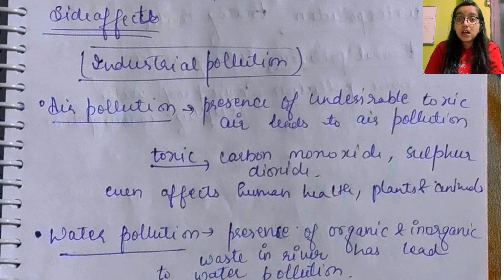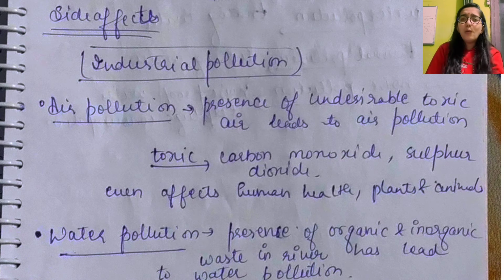Industries generate industrial pollution. Number one is air pollution. When the content of undesirable toxic material increases in the atmosphere, it creates air pollution. That toxic material is carbon monoxide and sulfur dioxide, and it can even affect human health, plants and animals. Now comes water pollution. The presence of organic and inorganic waste in rivers has led to water pollution.